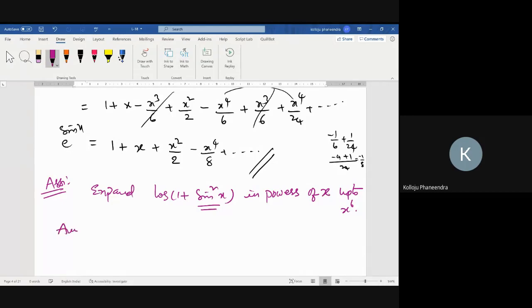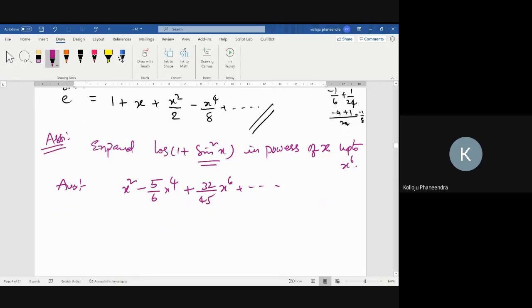Answer is x square minus 5 by 6 x power 4 plus 32 by 45 x power 6 and so on. Right.